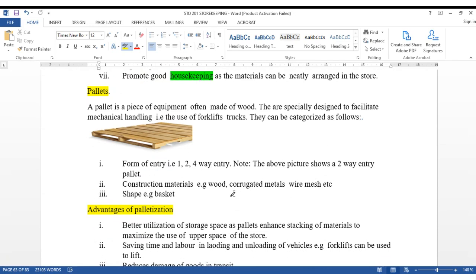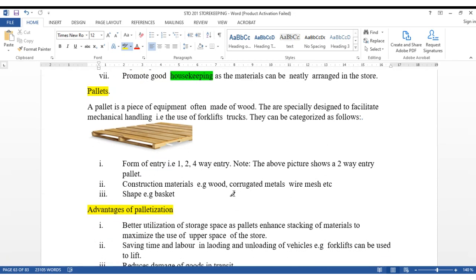Then pallets can also be categorized in terms of the construction materials used. For example, it can be wood, corrugated metal, wire mesh, or plastic. Then three, shape. The pallets need to take a certain shape that makes them user friendly.